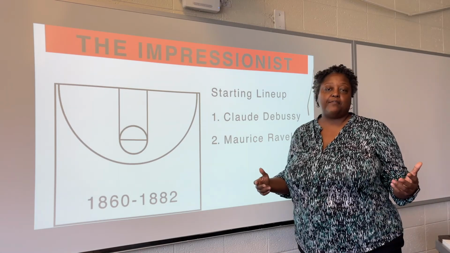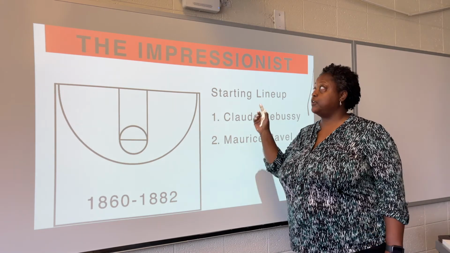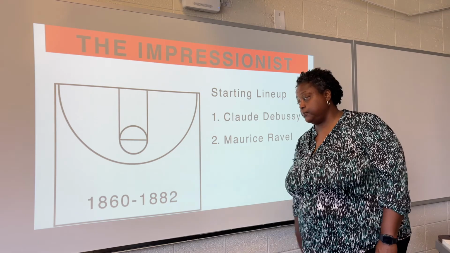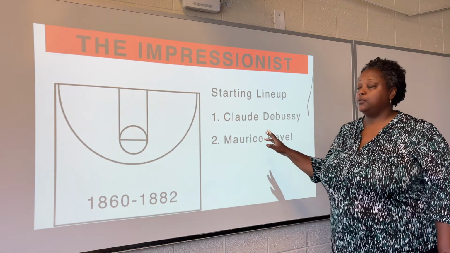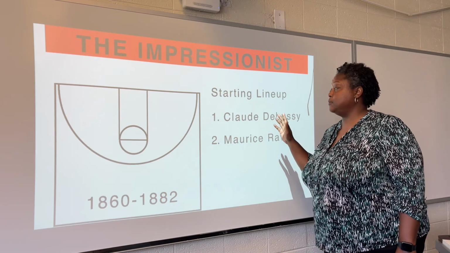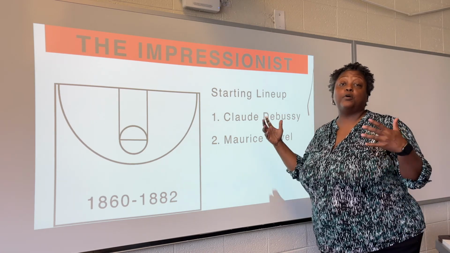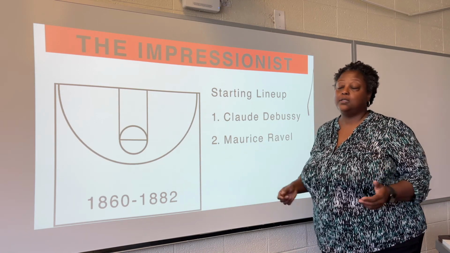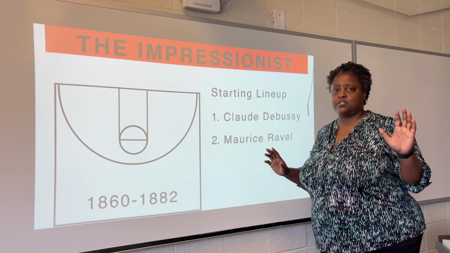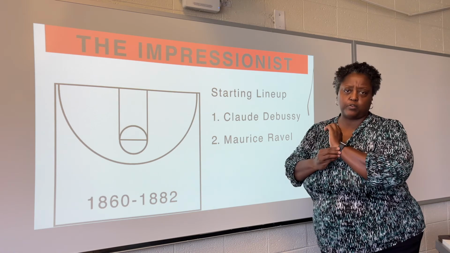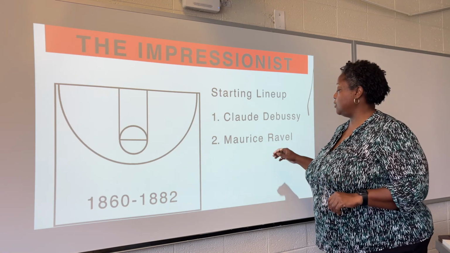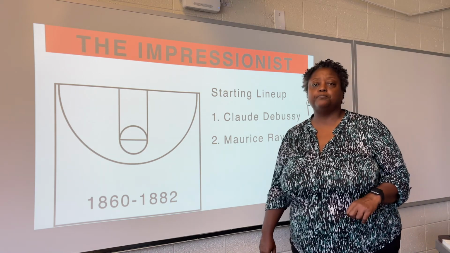All right, so we have our basketball team of the Impressionists. Their dates are 1860 to 1882. Now, I only have two starters on this team because they are the two most representative composers from that time period. So we of course have Debussy, Claude Debussy. Oh, his work is just absolutely beautiful. Well, their works are beautiful, but I really love his works. And then Ravel, Maurice Ravel.